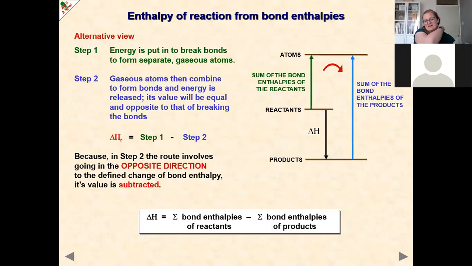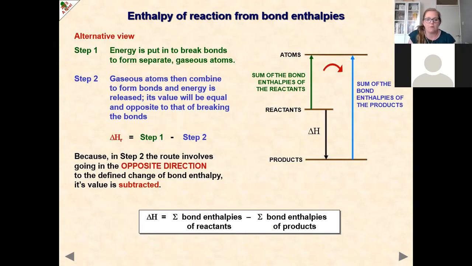We can look at this in a different way. Same thing: energy is put in to break bonds to form separate gaseous atoms, and the gaseous atoms then combine to form bonds and energy is released. Its value will be equal and opposite to that of breaking bonds. So this time we're doing delta HR equals step 1 minus step 2.